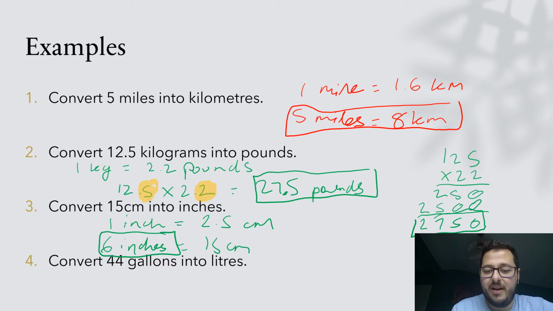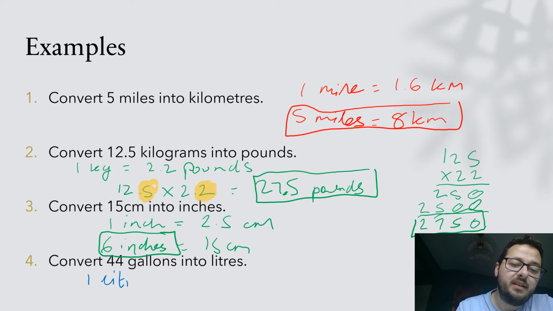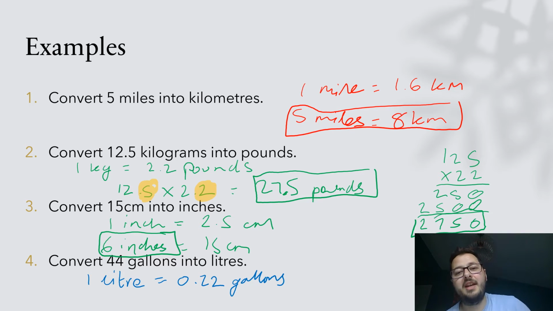Great. And then finally, we want to convert 44 gallons into litres. Well, if we remember that 1 litre was equivalent to 0.22 gallons, okay, and we've given you kind of nice ones here because these are non-calculator questions. So if you're in a non-calculator paper and it looks difficult, it shouldn't be that tricky.